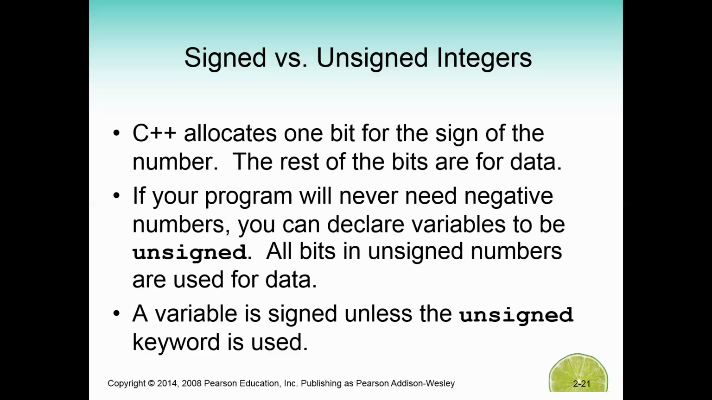Here's the explanation about the sign. C++ allocates 1 bit for the sign of the number. The rest of the bits are for data. If your program never needs negative numbers, you can declare variables to be unsigned. The variable is always signed unless the unsigned keyword is used. So it's always going to be signed by default.